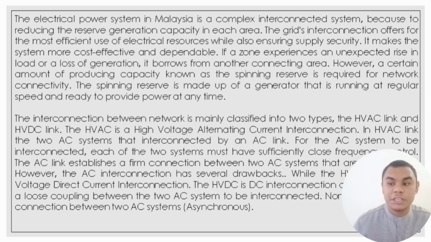While the HVDC is a high voltage direct current interconnection, the HVDC, or DC type, provides a loose coupling between the two AC systems to be interconnected. It is a non-synchronous DC connection between two AC systems, and synchronous.